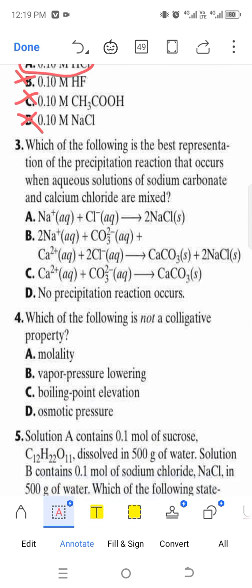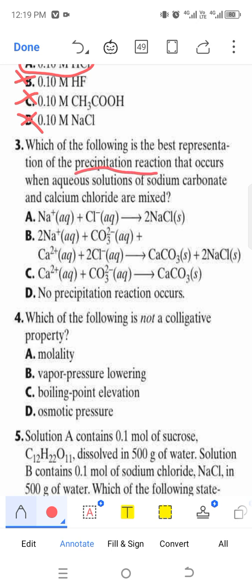Which of the following is the best representation of the precipitation reaction that occurs when aqueous solutions of sodium carbonate and calcium chloride are mixed? So it requires the net ionic equation. Why? Because it says precipitation reaction. Whenever it requires the precipitation reaction, it means the net ionic equation. Calcium carbonate is one of the salts in the product and it's insoluble. So C is the correct answer for this question.